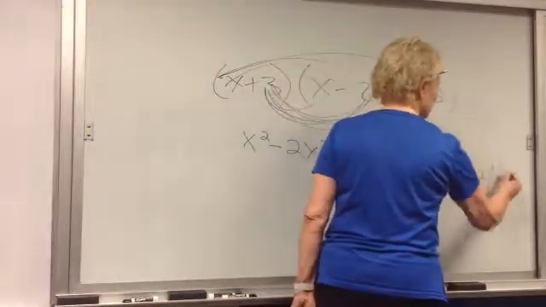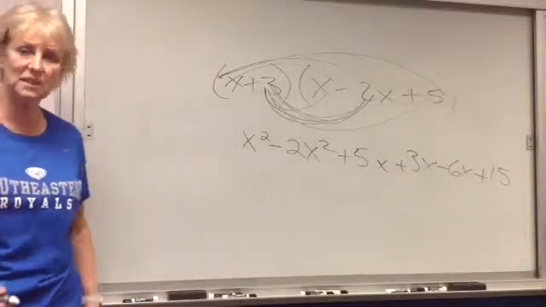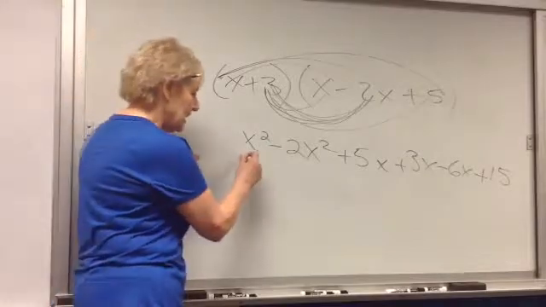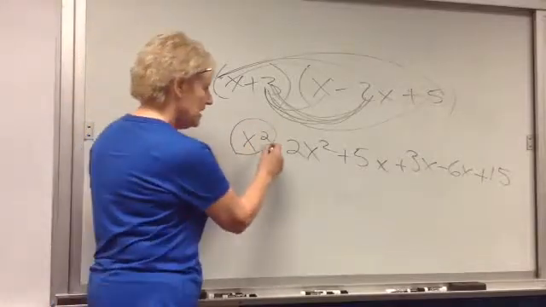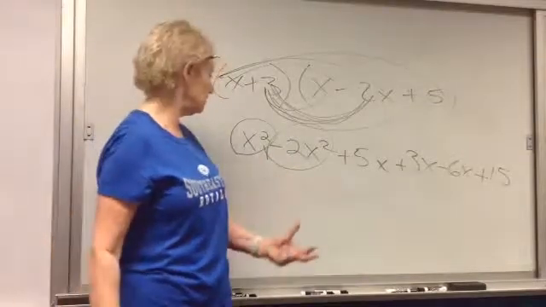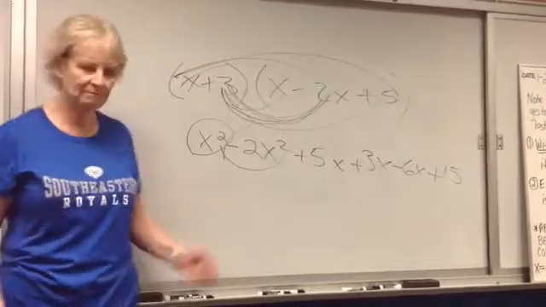Okay, we're going to add like terms. Morgan, this is what you missed, so let's pick on you. We have an x squared, a negative 2x squared, and those are like terms.